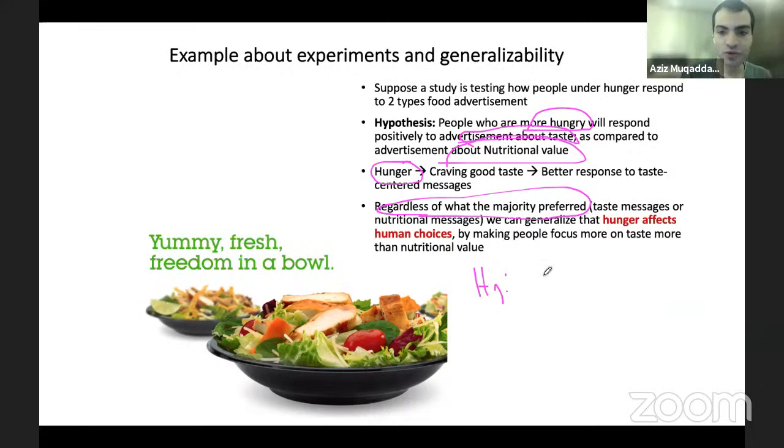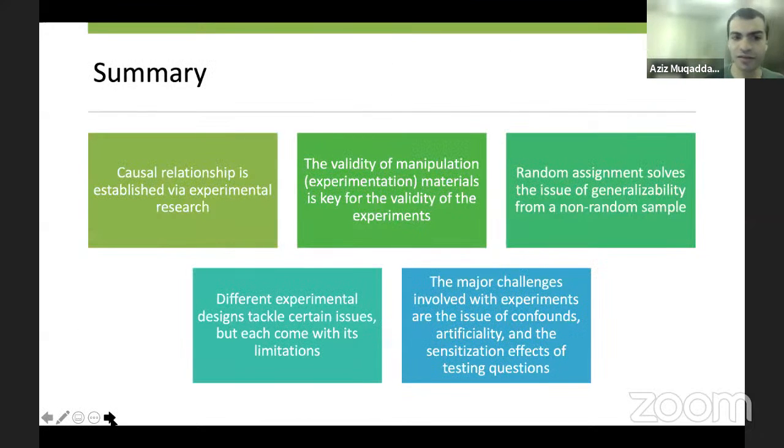So experiments control for the issue of sample-to-population generalizability, because we have random assignment to groups. And so you are actually trying to generalize about connections of one variable to the other, and not about what the majority or the minority of the population think or do. Okay. And so that's actually it about experiments.